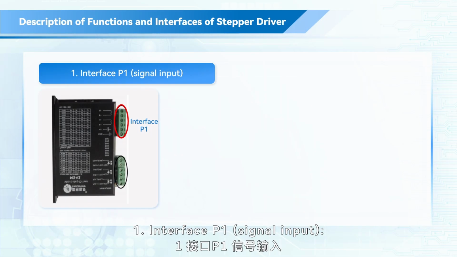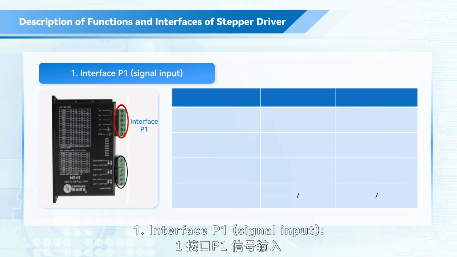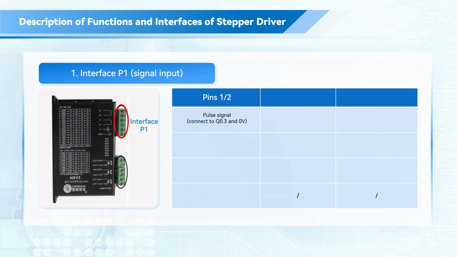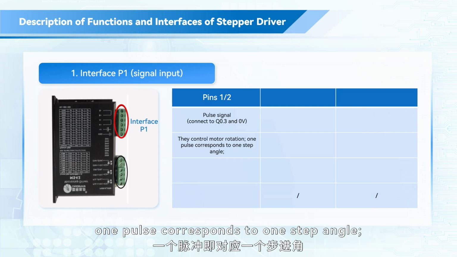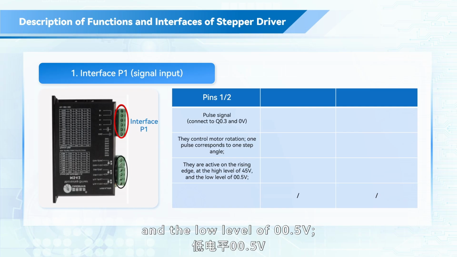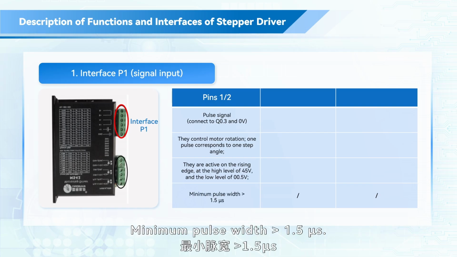1. Interface P1, signal input. Pins 1/2, pulse signal, connected to Q0.3 and 0V. They control motor rotation. One pulse corresponds to one step angle. They are active on the rising edge, at the high level of 4-5 V, and the low level of 0-0.5 V. Minimum pulse width greater than 1.5 microseconds.